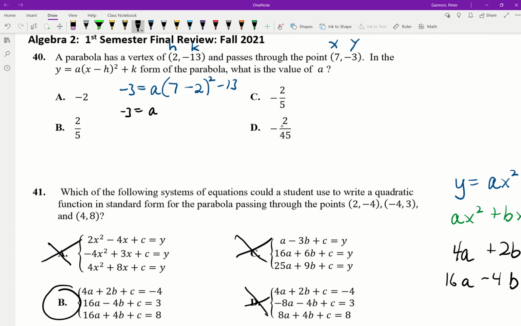I'm gonna hold off on writing the a. So 7 minus 2 is 5. 5 squared is 25. So this is going to be 25a minus 13. If I then add 13, I get 10 equals 25a. Next, you're going to divide by 25 on both sides. Those are going to cancel. So 10 over 25 would be your answer, but that can be reduced. They're both divisible by 5. So 10 divided by 5 is 2. 25 divided by 5 is 5. 2/5 is the value of a.